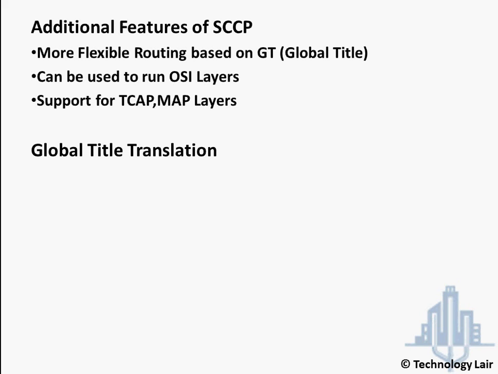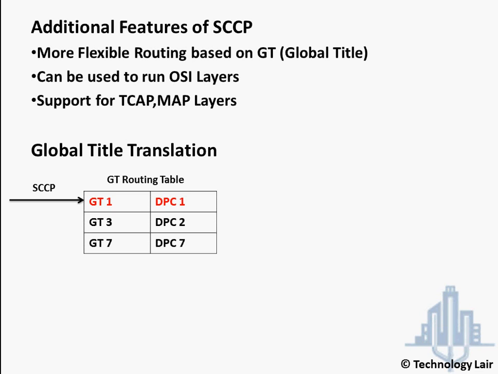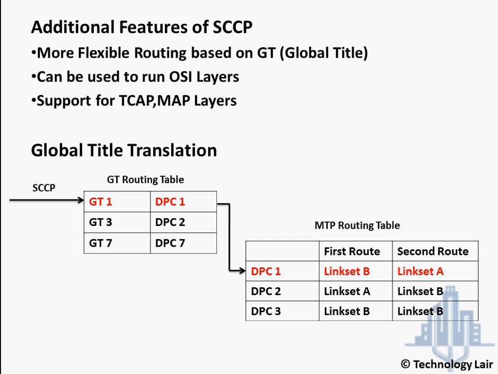Let's see what is global title translation. To solve the shortcomings of MTP3, routing based on GT was introduced. First, GT will be passed to SCCP. GT is some form of translatable address such as normal mobile number. SCCP will use the GT translation table to look for corresponding DPC. Well, then the message will be assembled and passed to MTP. Then MTP will use MTP routing table to determine the corresponding outgoing link set. In this way, the GT based routing is done.